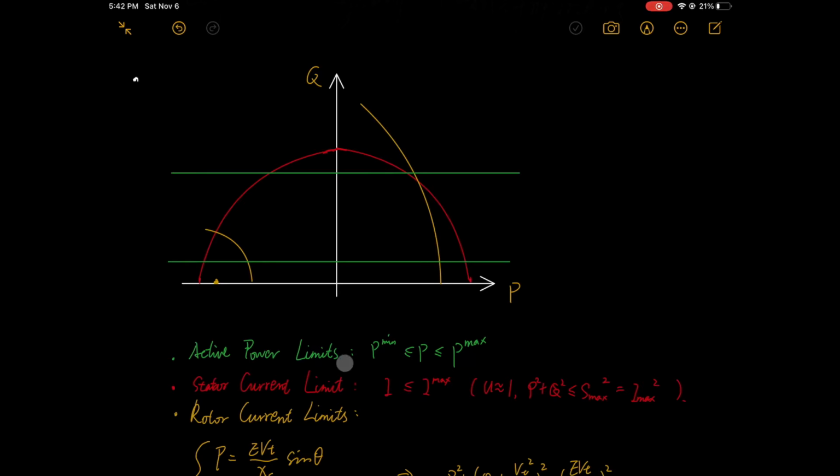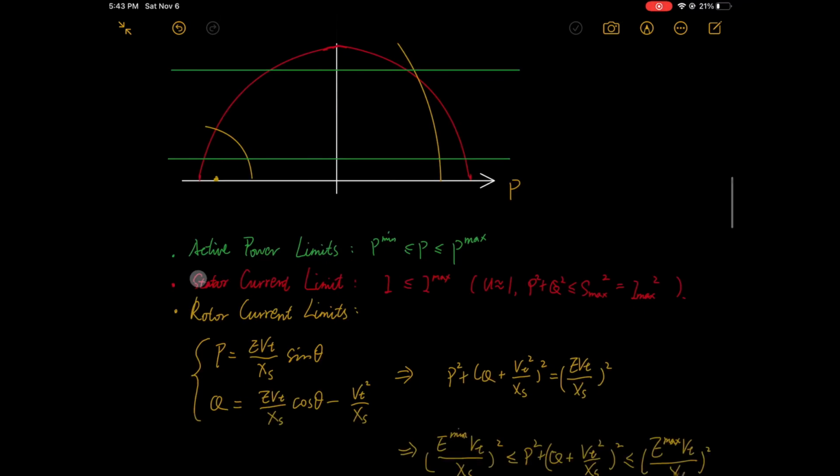On the PQ plane, first there is a lower and upper bound of active power generation, that is prime mover mechanical power limit. Then there are thermal limits on stator windings, which is related to the stator current Is max. If we assume the terminal voltage to be 1 per unit, then Is max is equal to the apparent power S max. This corresponds to a circle in the PQ plane.